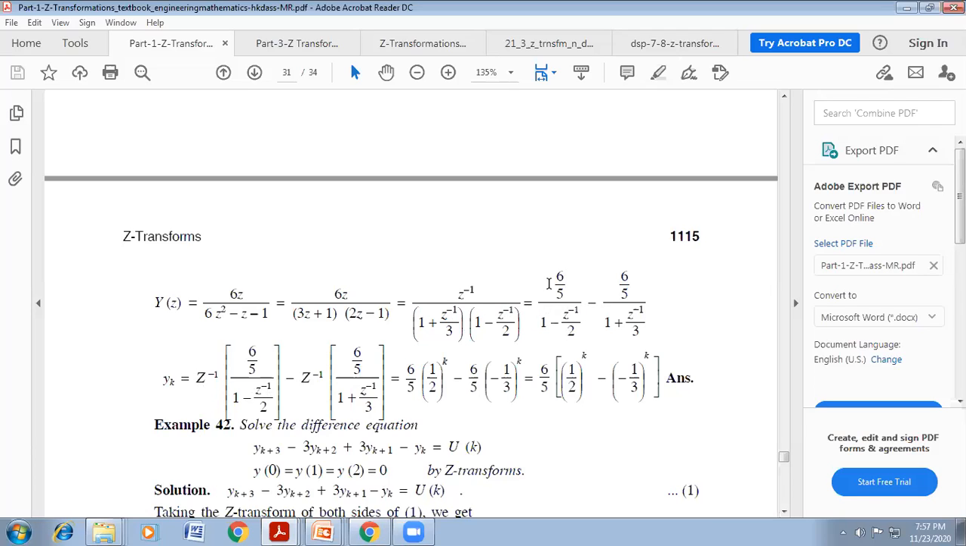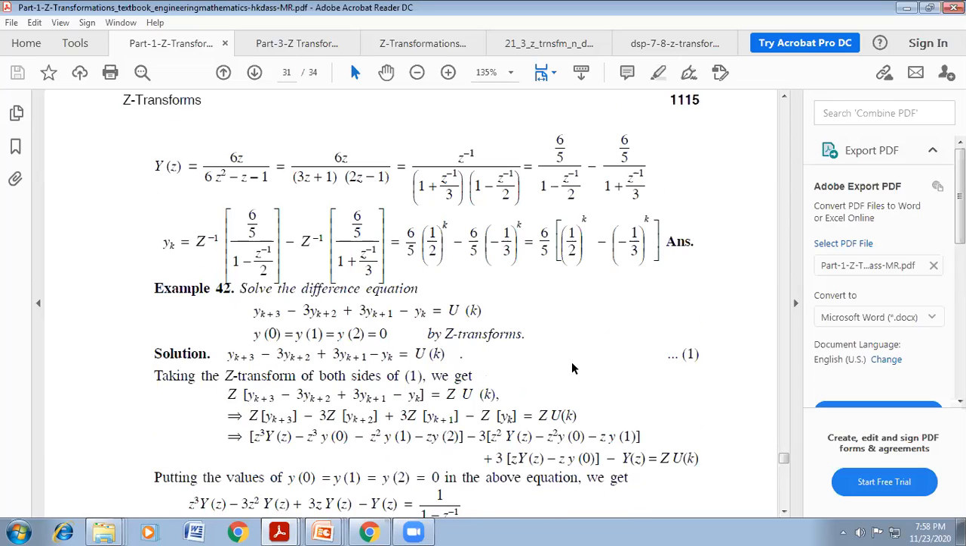Now this can be written as what? Inverse Z transformation of this. Understand? And this also, inverse Z transformation of this, by using table 22.2 on the previous page, can be written as half into half to the power k. Half is the coefficient of z inverse, half to the power k, and 6 by 5 is the constant value, and the coefficient here is minus 1 by 3. So this will be the yk, the solution of the difference equation.